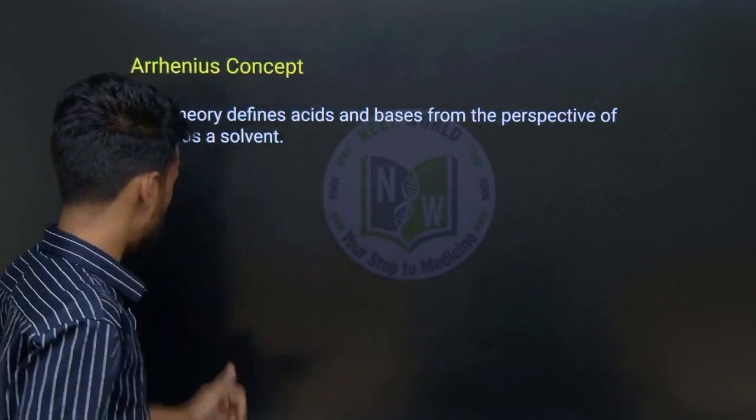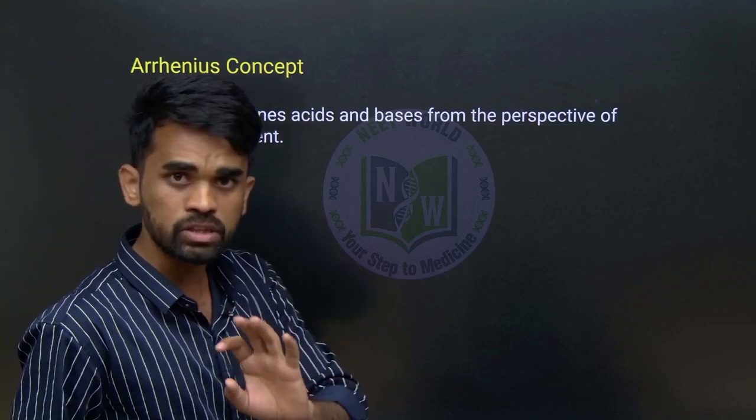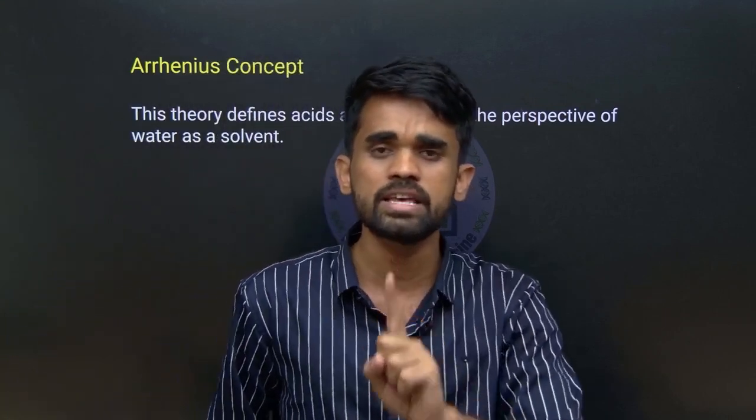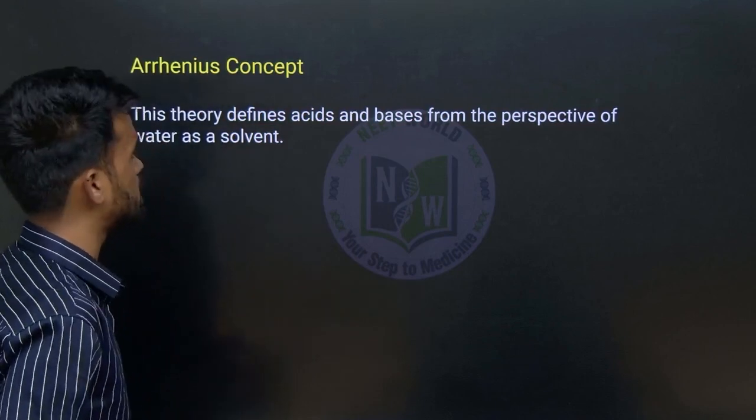First, we have the Arrhenius concept. We have three acid base theories. The first one is the Arrhenius acid base theory, the second one is the Brønsted-Lowry acid base theory, and the third one is the Lewis acid base theory, right? Out of that, the first one is the Arrhenius acid base theory.